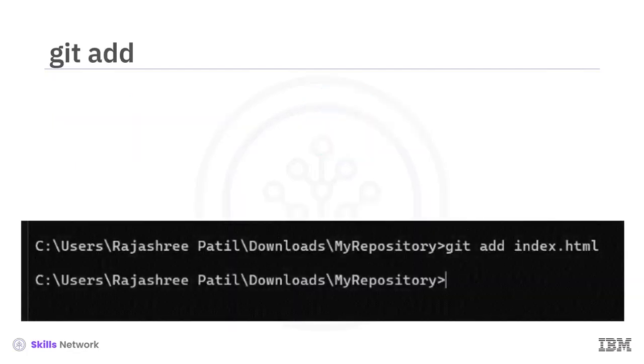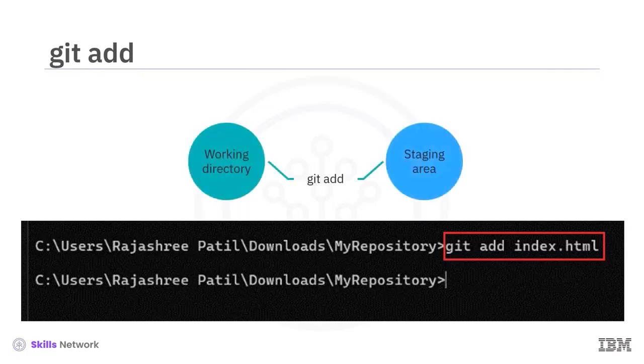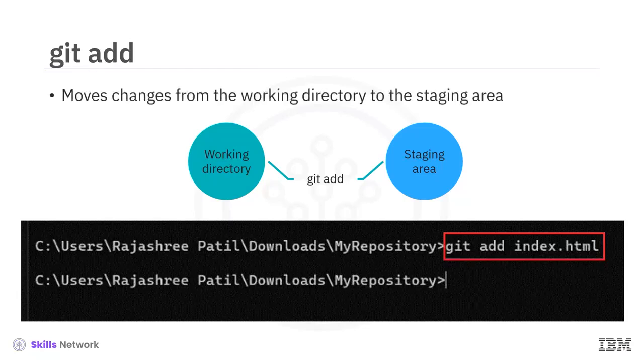You can create a new HTML file that has the necessary content. Let's say you create an index.html file. Now, add this newly created file to the staging area using the git add command. This command moves changes from the working directory to the staging area.